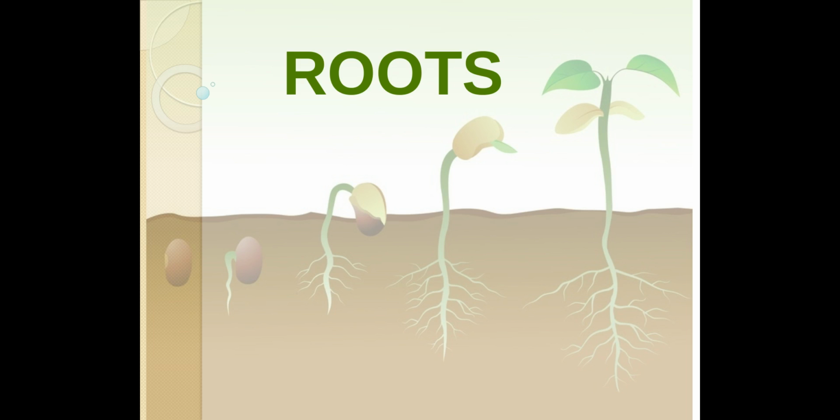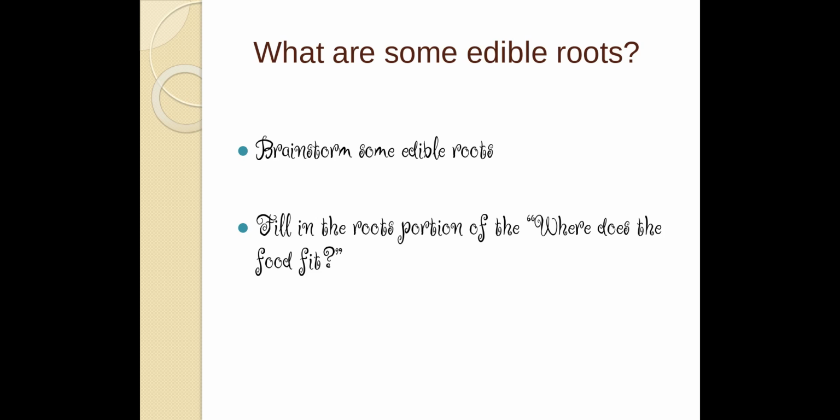Okay, so question number 1 says, what are the 4 main functions of a root? But before we get to that, I want you to brainstorm and just think about some roots that you might eat. Some of those might be carrots, beets, radishes, ginger. Like in ginger ale, that's a root that comes from the ground. It's called ginger. If you eat sushi, that tan stuff that you put on your sushi, that's ginger.